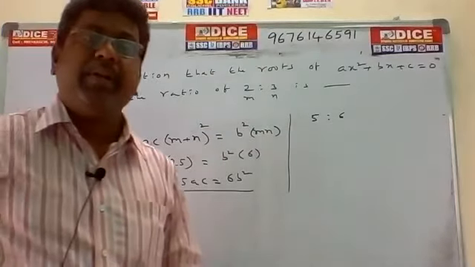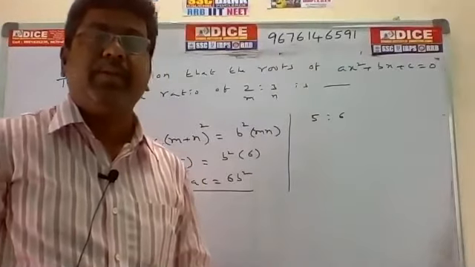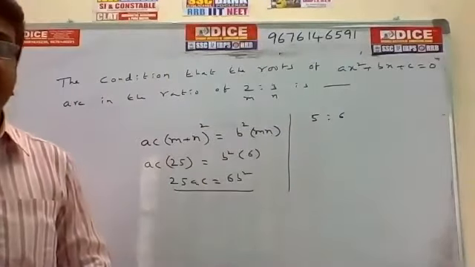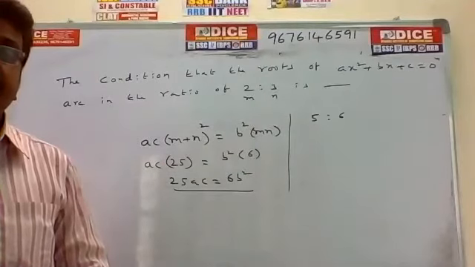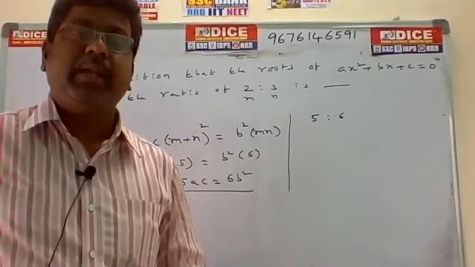Very good answer from Bhavani and Yashwant. 121 AC is equal to b square into 30. 121 AC is equal to 30 into b square.